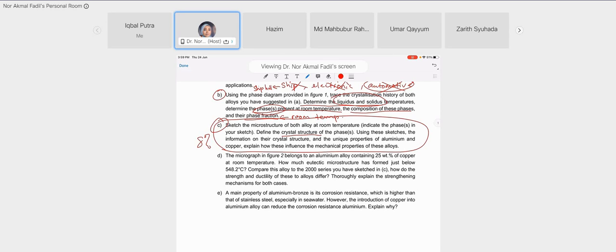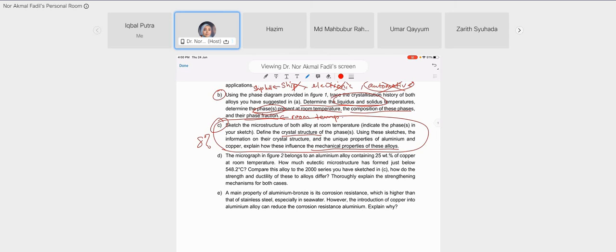And then using these sketches, the information on their crystal structure and their unique properties of aluminium and copper, explain how this influences the mechanical property of this alloy. Okay, let's explain FCC, ductility. Ductility can still be maintained, well, not maintained, of course it is not similar. Lamellar structure will increase the strength of the alloy as compared to without the lamellar structure.